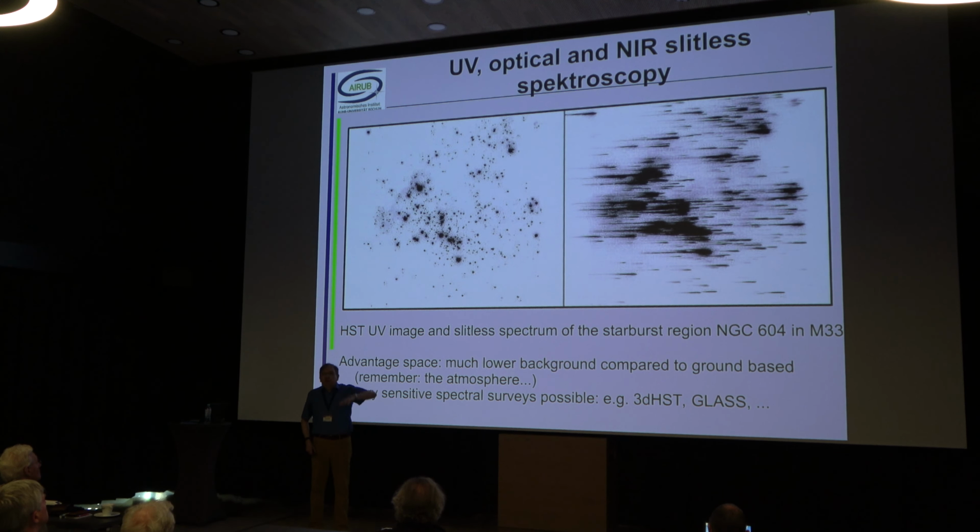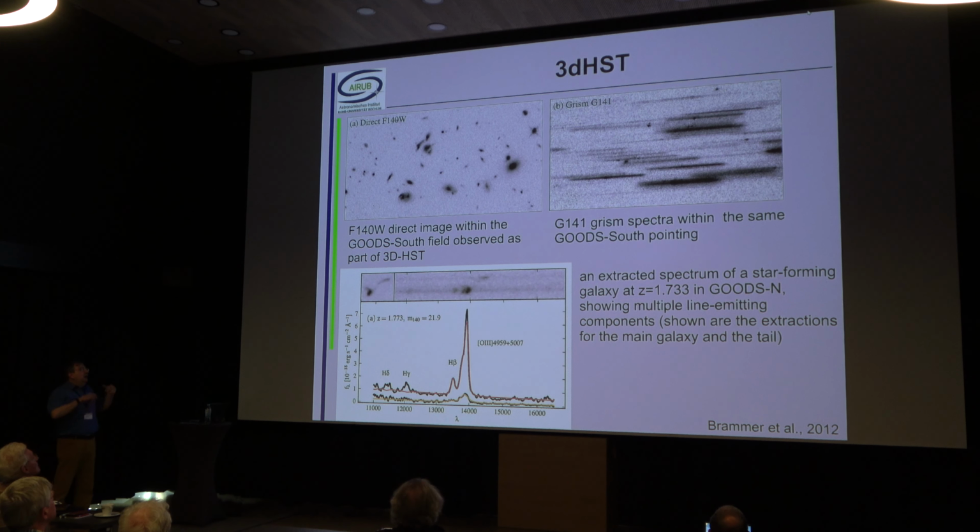So that has practical disadvantages, but still working. So this is one of the big projects which was very successful, and similar projects will also be done with the James Webb Space Telescope. So we have here a direct image. This is UV, very broad filter, HST. So you see a lot of galaxies and the star here.